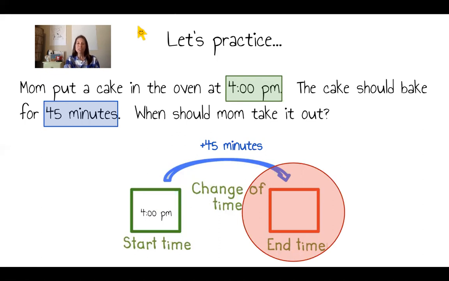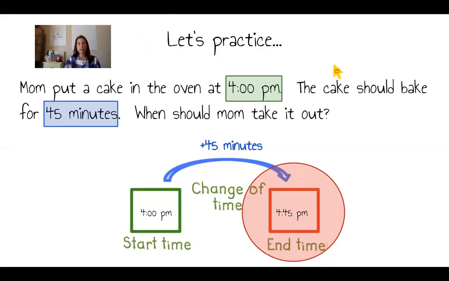Well, what do you guys think? Like I said, this one's probably pretty easy for you. So what time should Mom take the cake out? You're right. I'm sure you were right. 4:45 p.m. Mom should take it out at 4:45 p.m. and then I will get to eat it. It's so yummy, I'm sure.